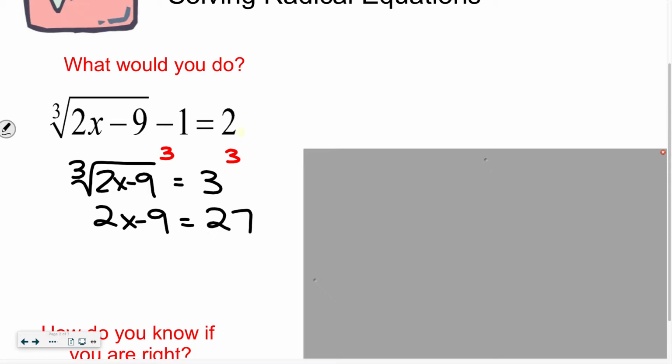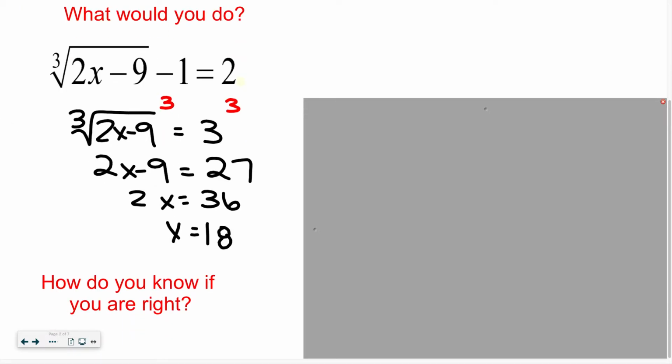And then is that an equation you could solve? Add 9. So 2x equals what? 36. Divide by 2 and x equals 18. Now let me ask you this question. How do you know if you're right? Plug it back in, right? You could do a check.